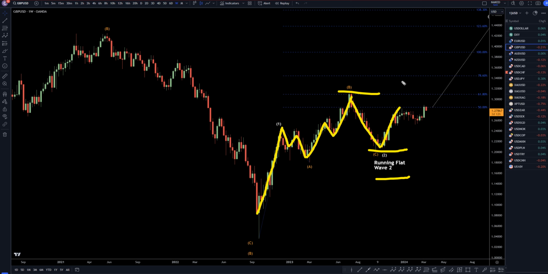If that's the case, then this right here is a 1, this right here is a 2, and this is possibly just going to keep on going up on these higher time frames to make a wave 3.